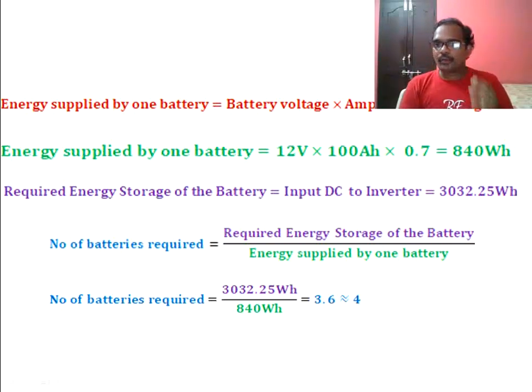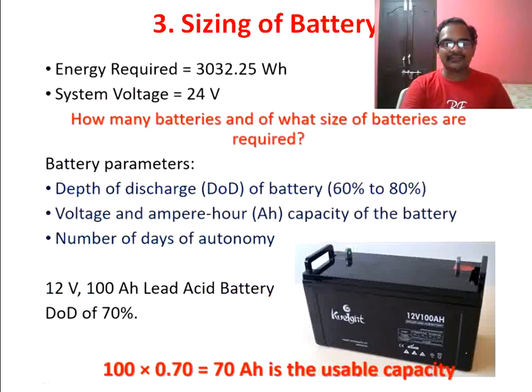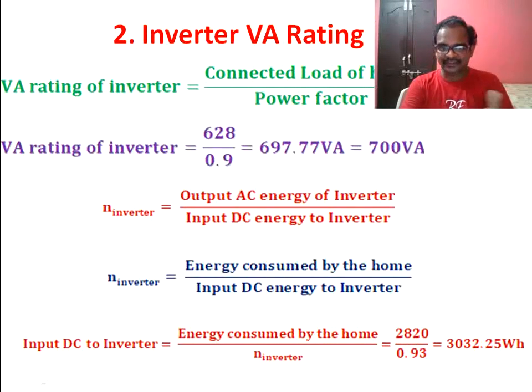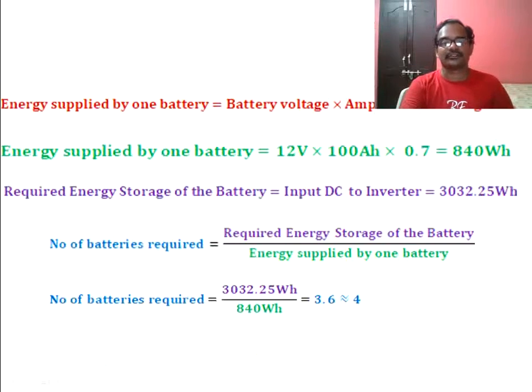So now what is the energy stored by the battery? It is nothing but the input DC to the inverter. Both are the same, right? So the energy stored by the battery is 3032.25 watt hours, which we have discussed in the inverter calculation. The total amount of energy that the battery bank has to store is 3032.25 watt hours, but a single battery can supply 840 watt hours.